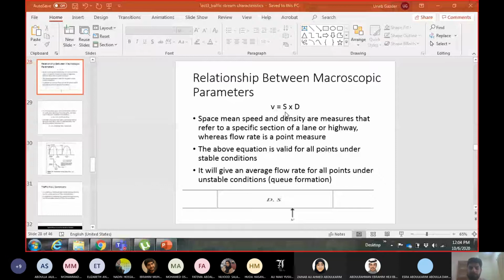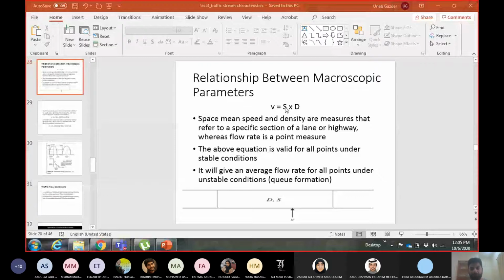So the speed which we calculated using headways and spacing was also space mean speed, and this one which you see in this equation is also the space mean speed. So space mean speed is more important as compared to time mean speed when it comes to the calculation of traffic parameters. Okay, so space mean speed we defined as the average speed of the vehicles which are occupying a section. So this is the speed of the vehicles in the whole section.